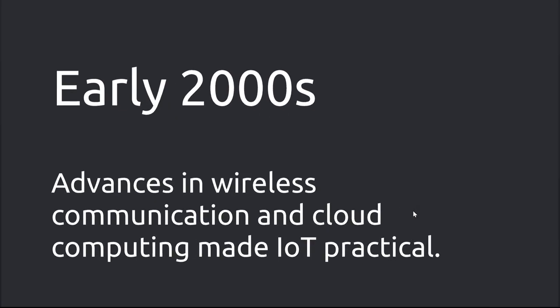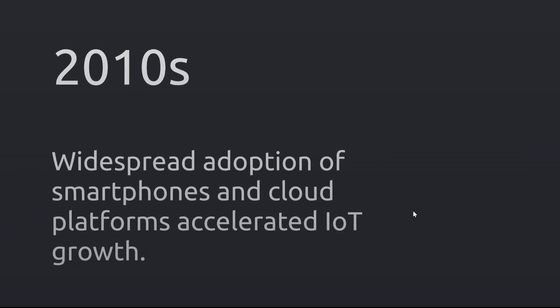The 2000s, growth of wireless networks and sensors. Advances in wireless communication and microelectronics made it possible to build smaller, cheaper sensors that could connect to networks. This enabled the development of early smart home devices and industrial monitoring systems.